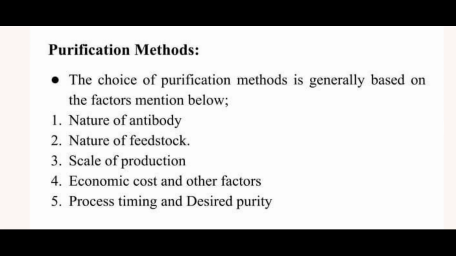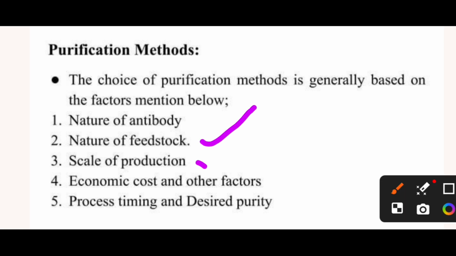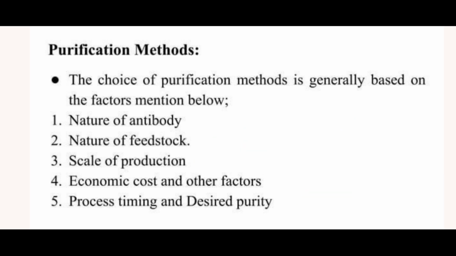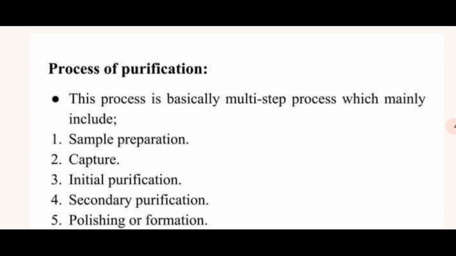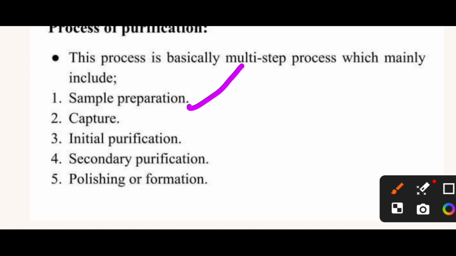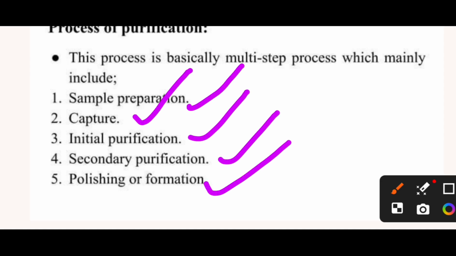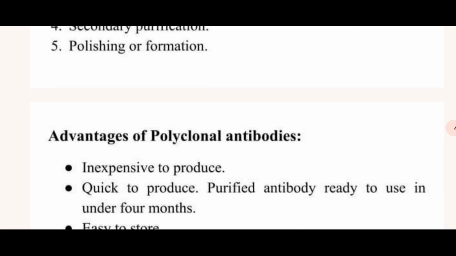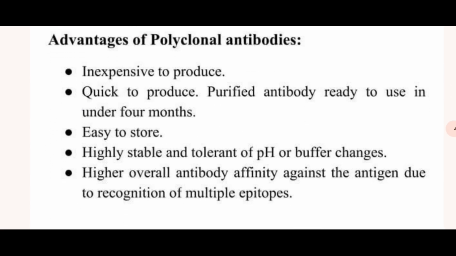Now purification methods. The choice of purification method is generally based on the factors mentioned below: nature of antibody, nature of feedstock, scale of production, economic cost, processing timing, and desired purity. Now the process of purification is basically a multi-step process which mainly includes sample preparation, capture, initial purification, secondary purification, and polishing. So what are the advantages of polyclonal antibodies?